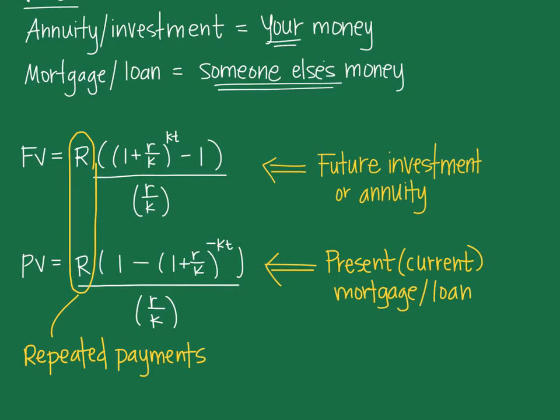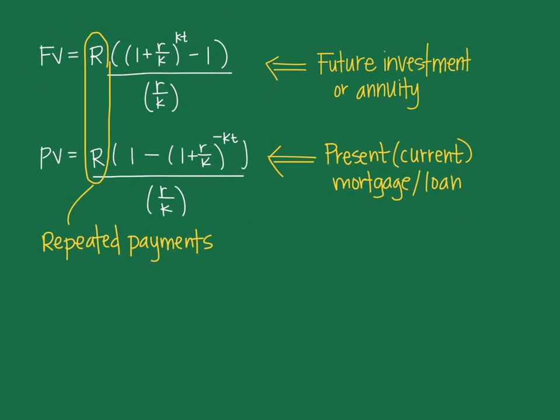Now you are either paying yourself, which is what an investment or an annuity is, because you're paying yourself with your money for the future, or you're paying someone else, but you have to do it repeatedly. Okay, any questions about the formulas? They look crazy, but your calculator can do all the work as long as you put the parentheses in the right place. The parentheses are going to be key.